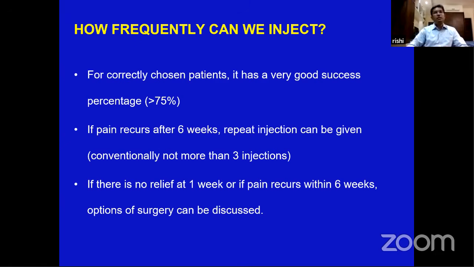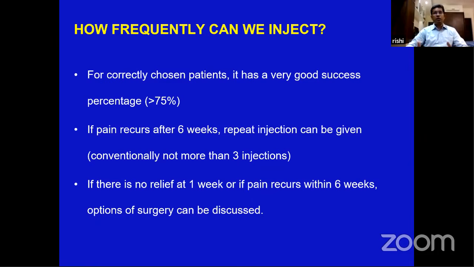So other common doubts that we have is, how frequently can we inject? For correctly chosen patients, this nerve root block procedure in patients with acute or chronic disc herniation has a very good success percentage, more than 75%. But after 6 weeks or 3 months, if the pain recurs, there is no harm in repeating the injection, especially if the pain is not very unbearable for the patient. But conventionally, we don't give more than 3 injections in 1 year.